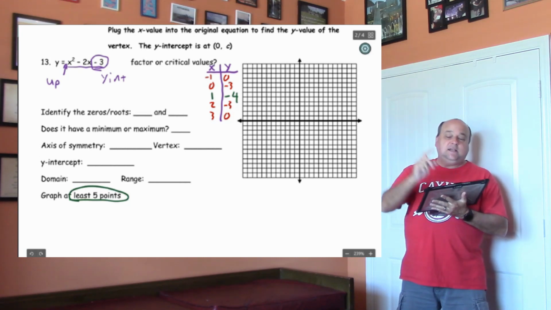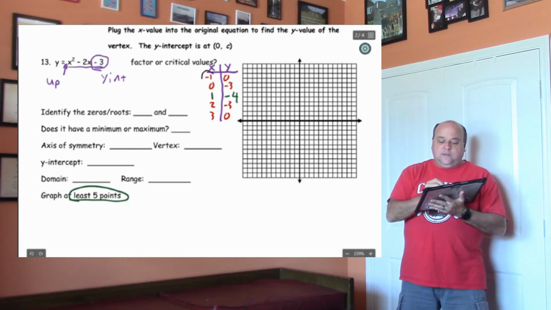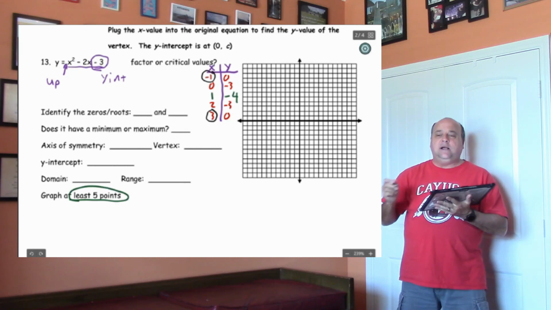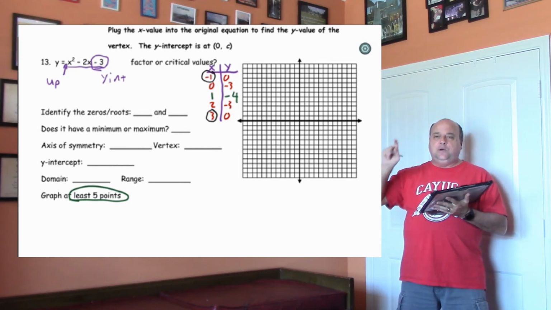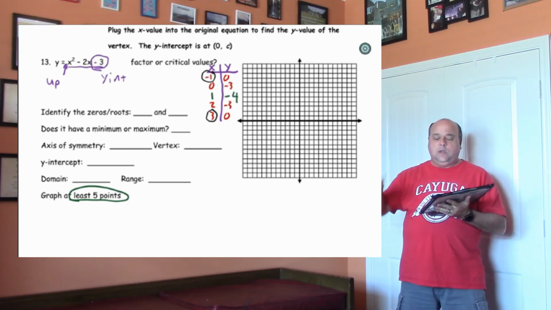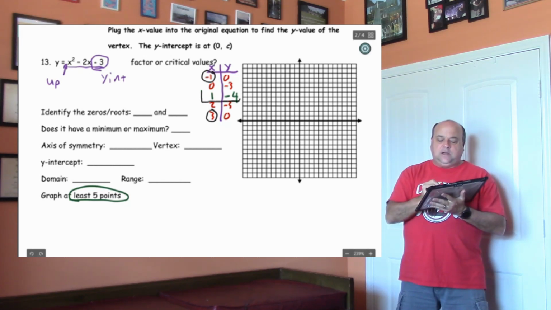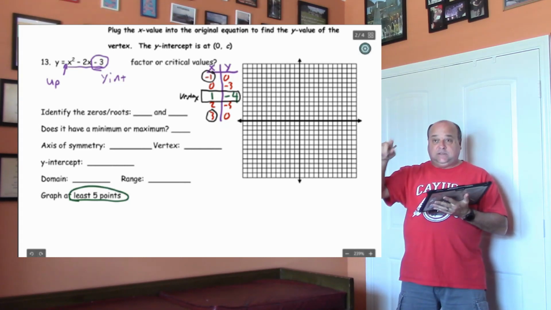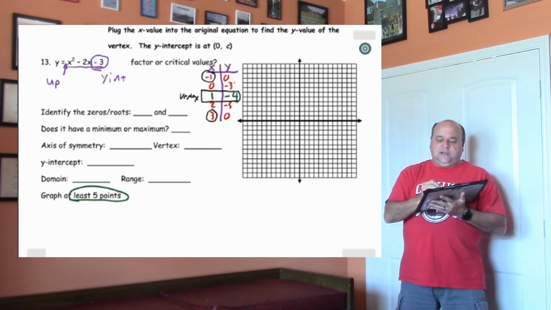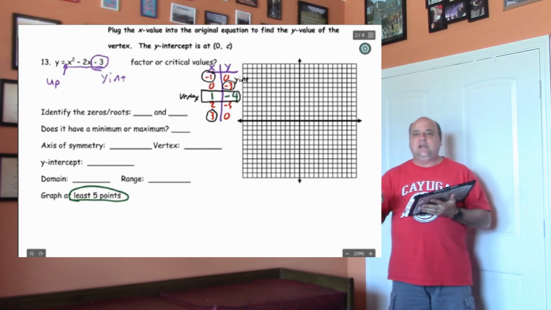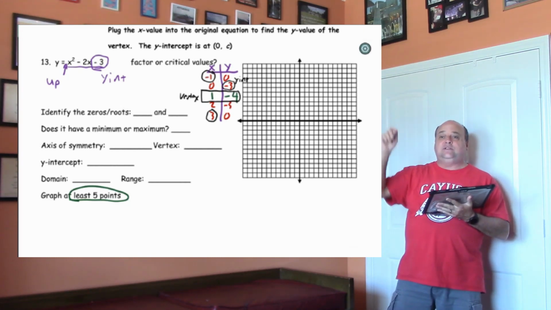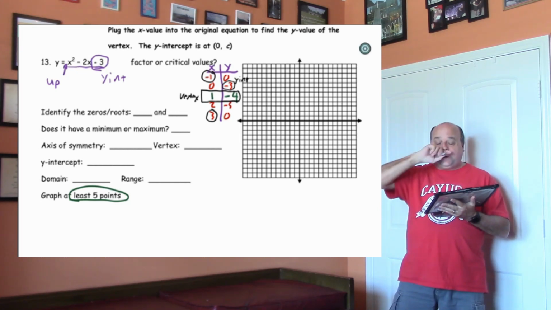Some important things on this. You need to remember, this number and this number are my zeros, right? If I input -1, I output 0. If I input 3, I output 0. This number is the vertex. That gives me my axis of symmetry and my minimum. And this number right here is my y-intercept. The y-intercept's -3. The zero's not on the right, it's on the left. Don't go left or right, just go up or down, right?